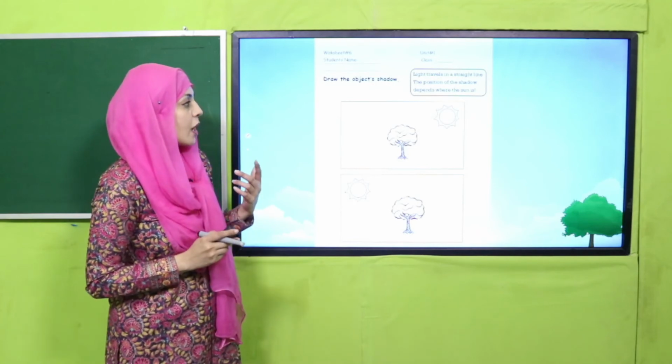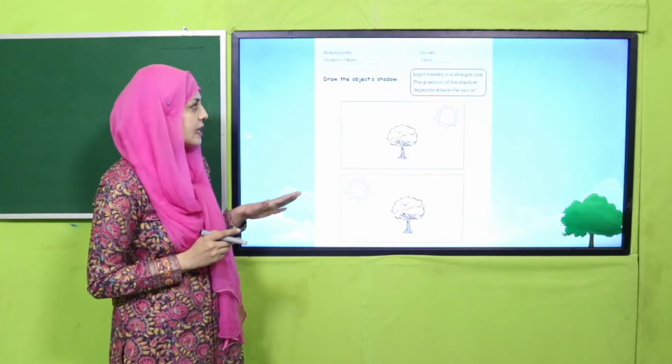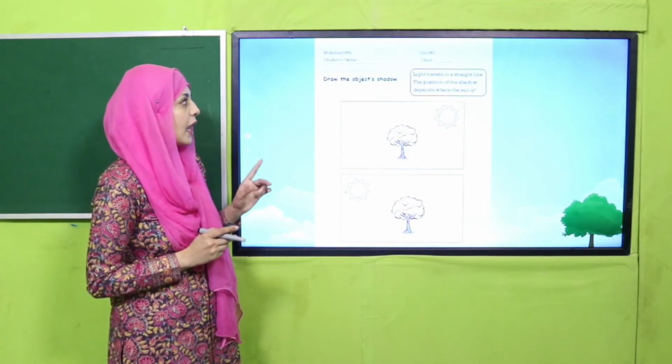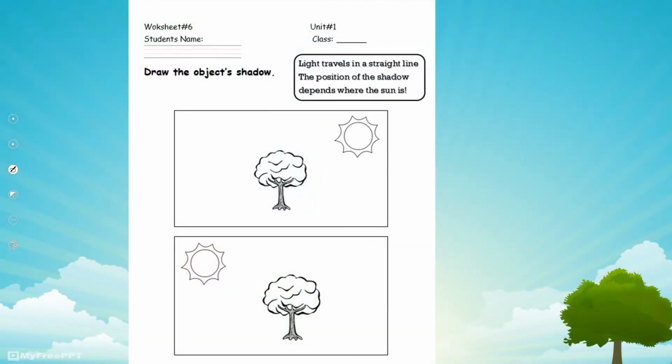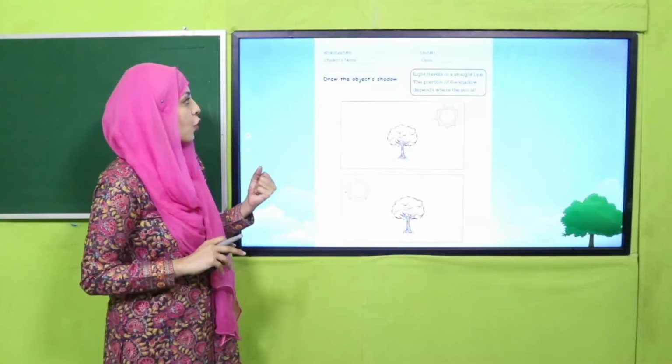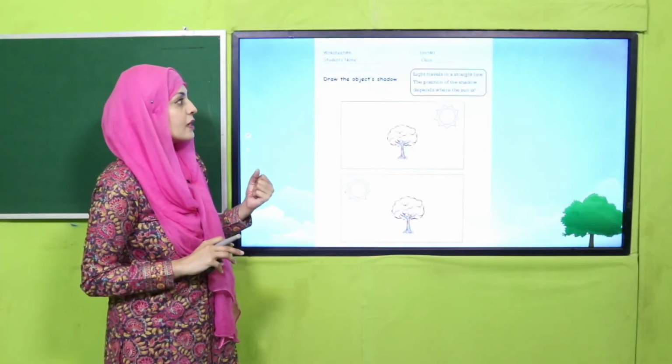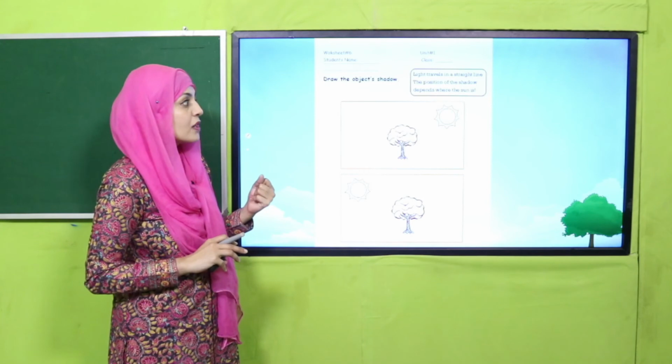So worksheet number 6 will be provided to you. Very easy worksheet. You have to write down your name and your class and you have to draw the shadow. Okay, as I told you, with the movement or position of the light, the position of the shadow also changes. Draw the object's shadow. Light travels in a straight line. The position of the shadow depends on where the sun is.